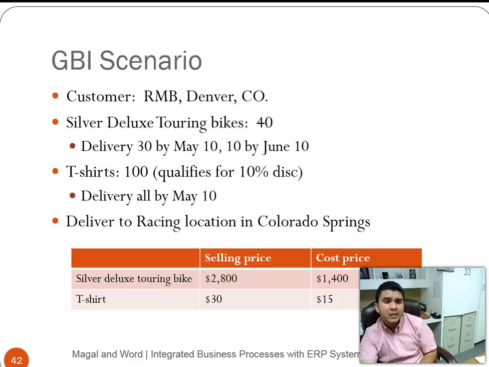Again, coming back to the specific GBI scenario where you're basically selling touring bikes, this gives you the number you're selling. Not really a good example to follow, but as far as understanding a specific example, this GBI scenario given in the textbook is a good way to understand it.